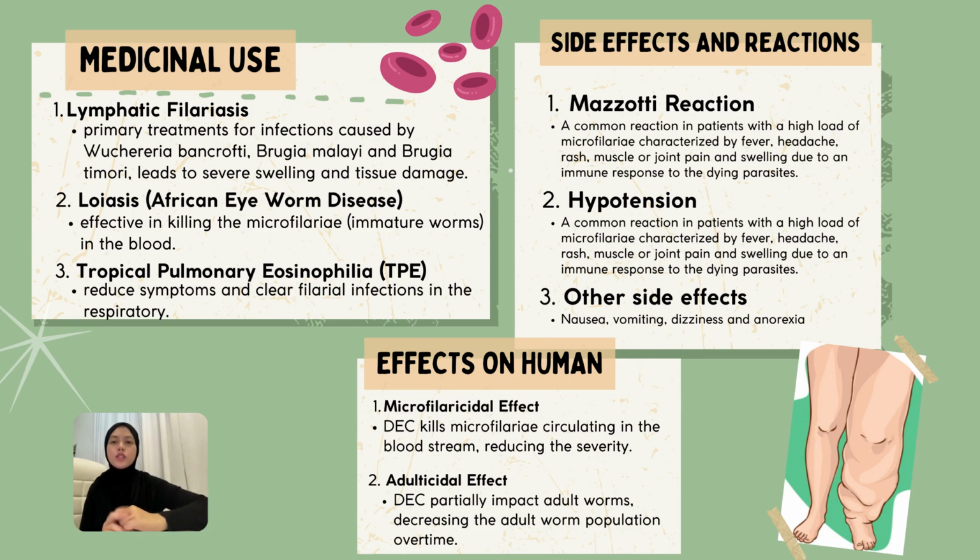This medicine has two effects on humans, which are the microfilaricidal effect and the adulticidal effect. The first effect is that DEC kills microfilariae circulating in the bloodstream, reducing the severity, and the second effect is that DEC partially impacts adult worms, decreasing the adult worm population over time.